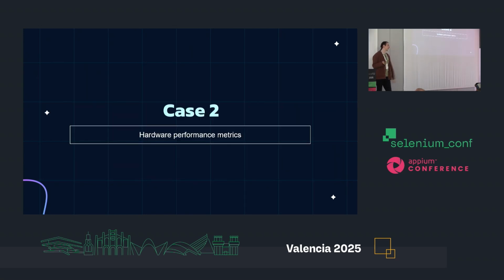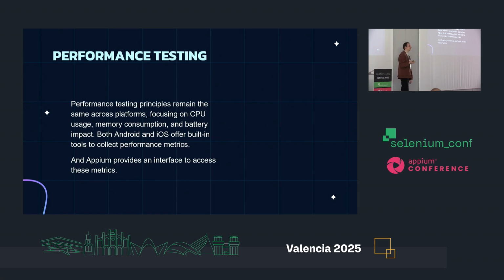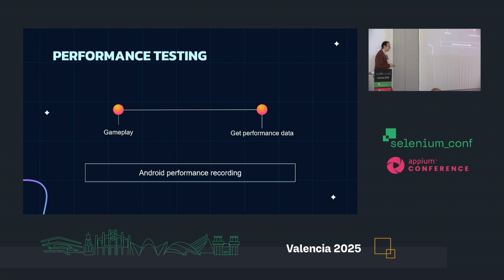And now we go into the second case: hardware performance metrics. The best part of all of this is that Appium provides you an interface to use some native tools to gather this performance metric. So these implementations are kind of different for Android and iOS. It's because of some platform differences, but from the test perspective, we tried our best to make our tests look the same for both platforms. But from the scenarios perspective, of course, there are going to be some differences.